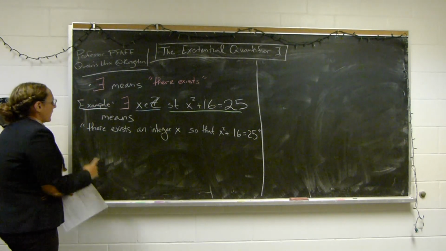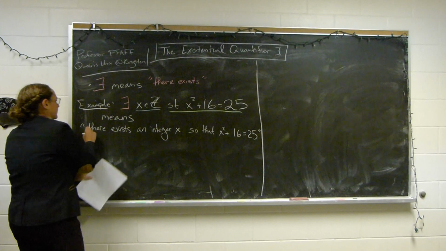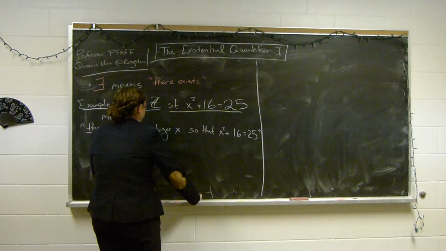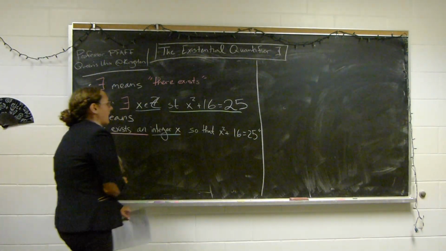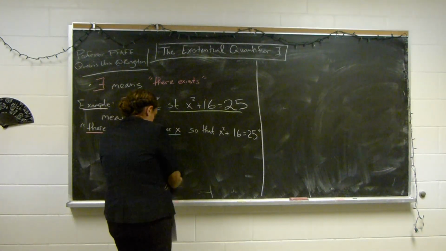Okay? So I can go through. Here's where my existential quantifier kicked in. This was the existential quantifier, that there exists an integer x. x is contained in the integers, so that's an integer x. And then this is just shorthand that we often use for "so that." I wanted to emphasize that too.